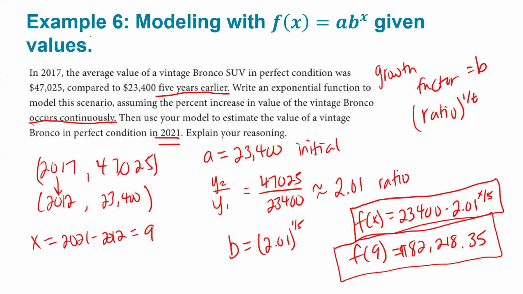Okay, so let's try to make this into a rule we can follow, right? So to find our B, given 2 points, B is going to equal y2 divided by y1 to the 1 divided by x2 minus x1. And that's how you're going to find your B value given 2 points. Your A value is going to be the initial. And then it all comes together. Okay. All right.